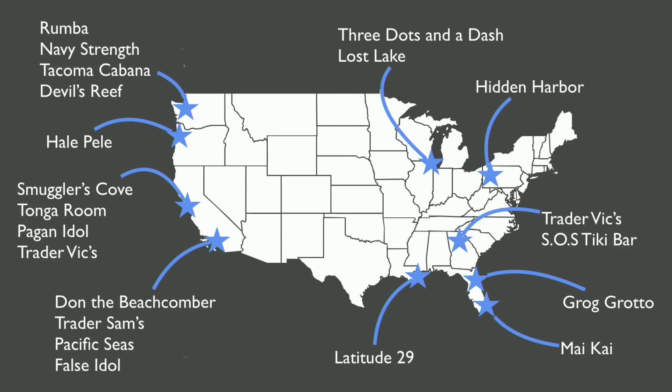Let's see, also Pagan Idol, and there's another Trader Vic's. That's across the bay over in Emeryville. So if you're lucky enough to get an invite to Pixar, you can hit up Pixar and go to Trader Vic's afterwards. And then continuing down the coast, Southern California, another historic tiki bar. You've got Don the Beachcomber. Another Trader Sam's, this is the original one at the Disneyland Hotel, followed by Pacific Seas and False Idol down in San Diego.